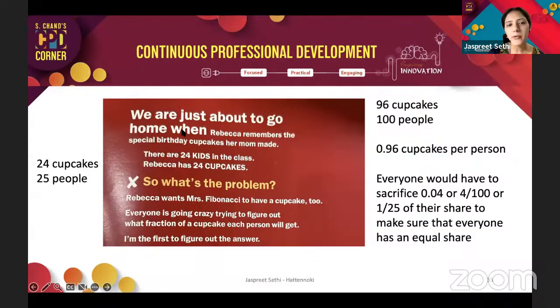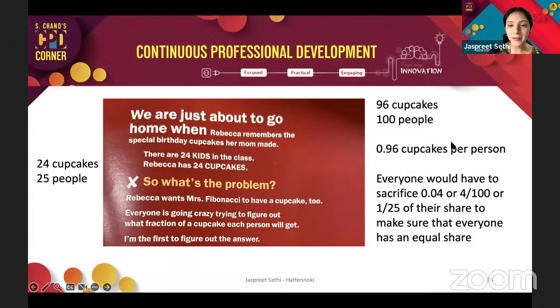We are just about to go home when Rebecca, a student in the class, remembers the special birthday cupcakes her mom made. And there are 24 kids in the class. Rebecca has 24 cupcakes. So what's the problem? Rebecca wants Mrs. Fibonacci, the teacher, to have a cupcake too. Everyone is going crazy trying to figure out what fraction of a cupcake each person will get. And I'm the first to figure out the answer.